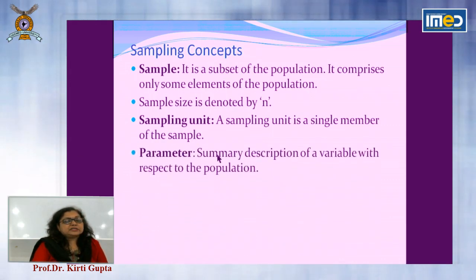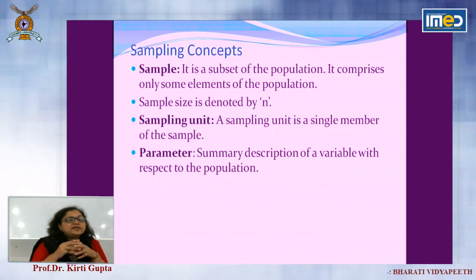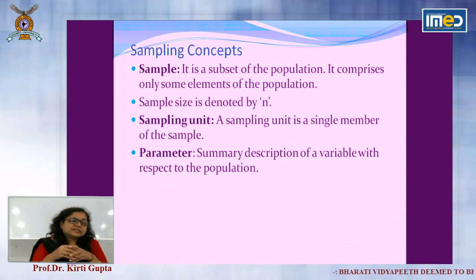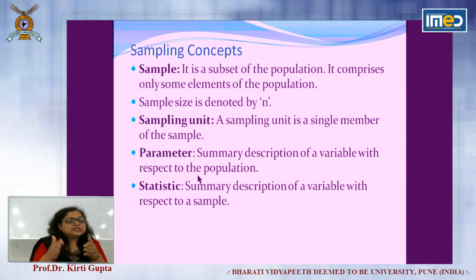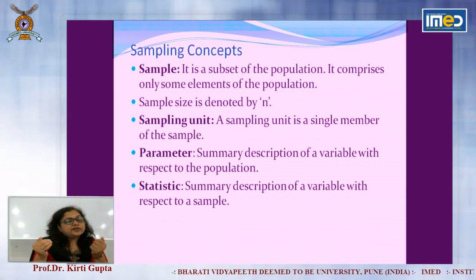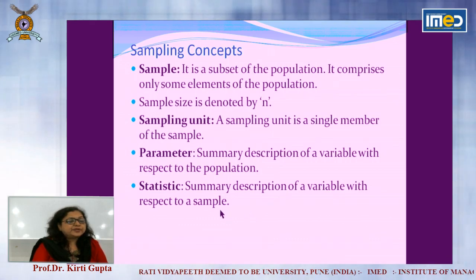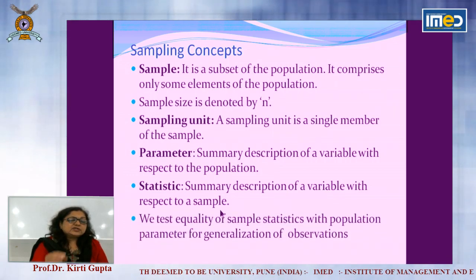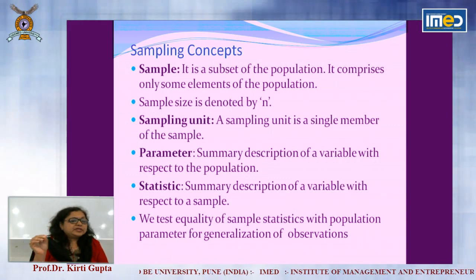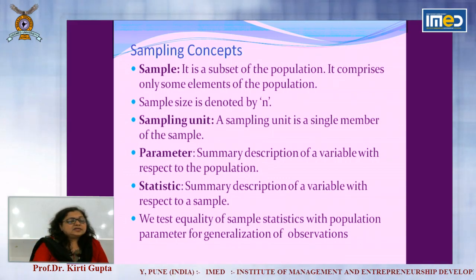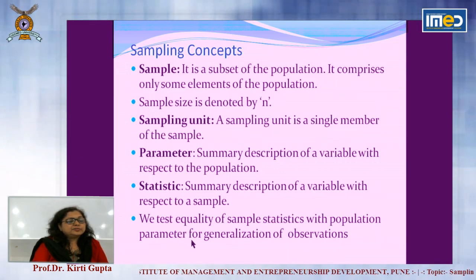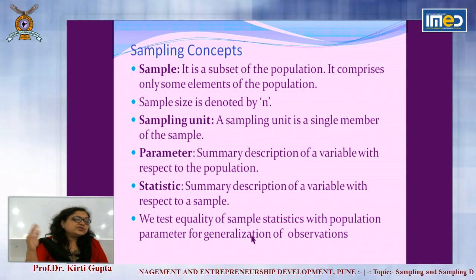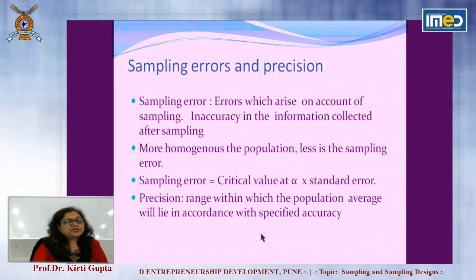Coming to parameter, when we have some topic under study, we will have to measure some characteristics. Whatever characteristics we measure for the population is known as a parameter, and whatever characteristic we measure for the sample is known as a statistic. So remember: population, parameter; sample, statistic. So we test the equality of sample statistics with the population parameter and then use it for generalization of observations.